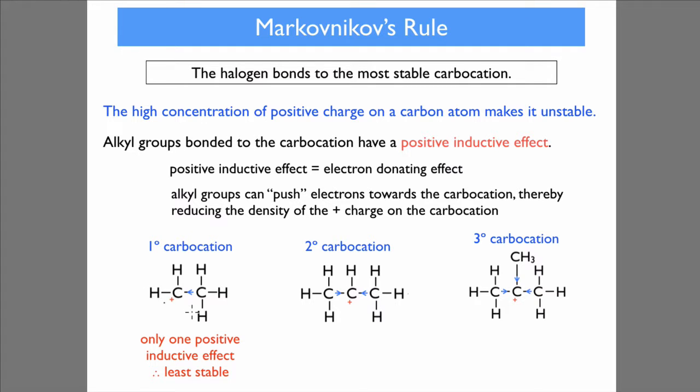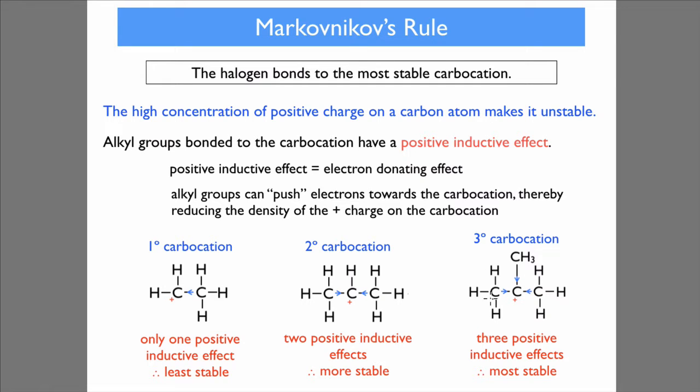Only one positive inductive effect is possible on primary carbocations. You've only got one methyl group here pushing electrons to stabilize the positive charge. So this is least stable. In secondary carbocations, you've got two groups with a positive inductive effect stabilizing this positive carbocation. So this is slightly more stable than this one. And the tertiary carbocations are the most stable because you've got three positive inductive effects stabilizing this positive center.